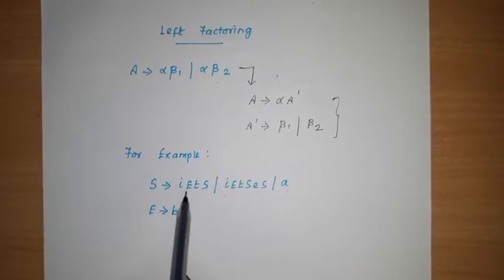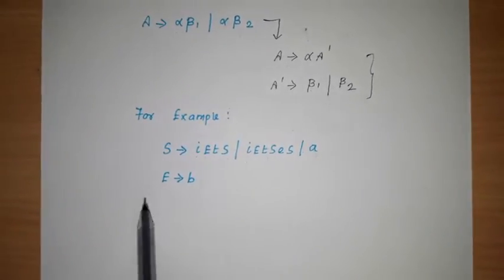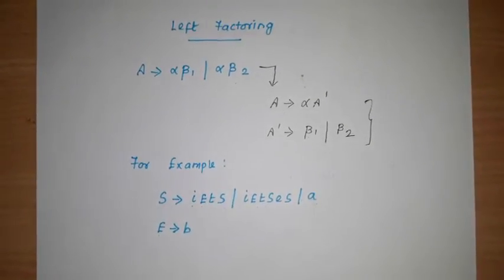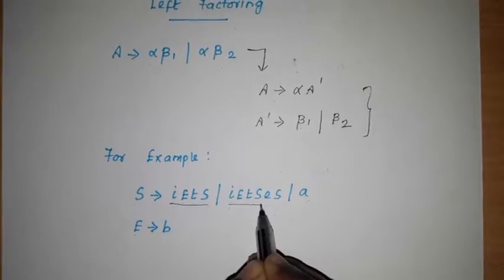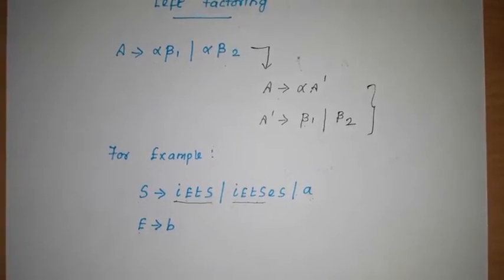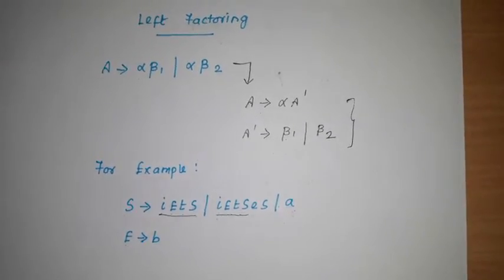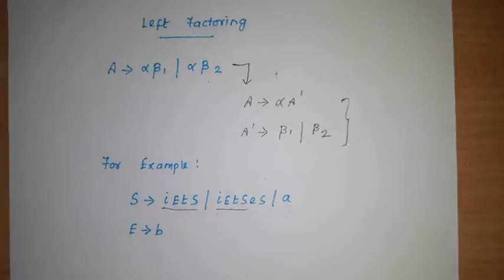S tends to iEtS slash iEtSeS slash a, then E tends to b. It has the form of left factoring. Here iEtS is common in both productions, so this is the form of left factoring. We have to eliminate the left factoring for construction of the predictive parsing table.